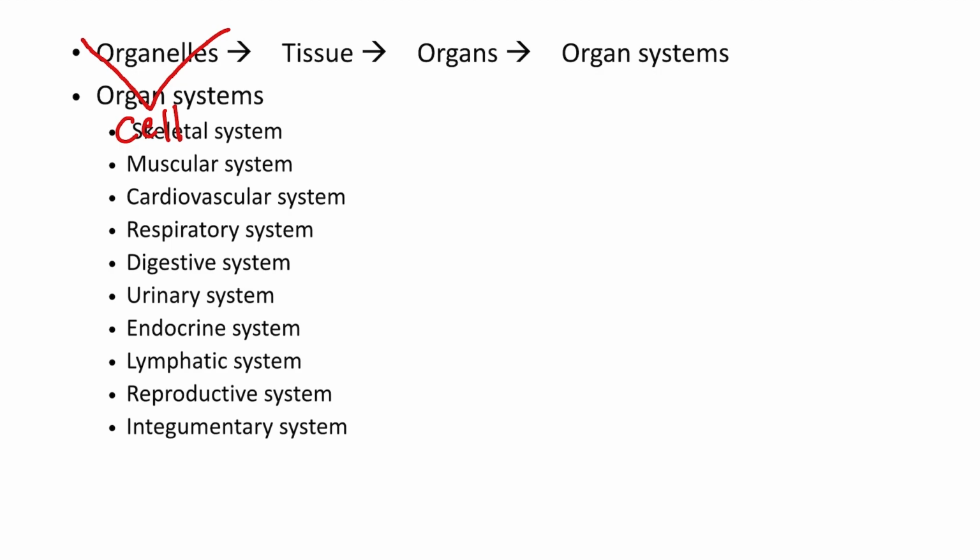For organ systems, we have different ones, which I'm sure you've encountered these terms in middle school science or some biology class. We have the skeletal system, muscular, cardiovascular, respiratory, digestive, urinary, endocrine, lymphatic, reproductive, and then integumentary. And we are going to gloss over the functions of each later on, but for now, we're just going to look at the terms. And then you put all the systems together, and you create an organism.